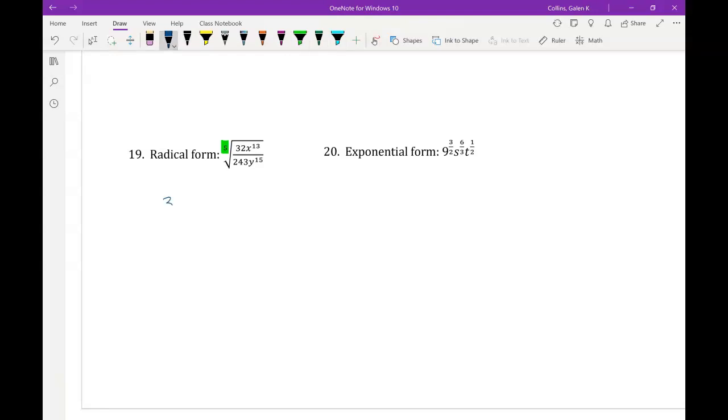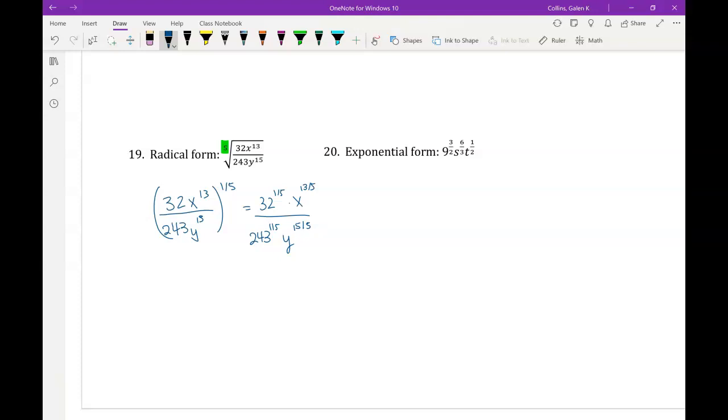And I'm going to think of this as 32x to the 13th over 243 y to the 15th, all of that to the 1/5 power. And I could rewrite that as 32 to the 1/5 power times x to the 13/5 power, using that property of exponents, over 243 to the 1/5 power times y to the 15/5 power. So I could simplify this a little bit further.